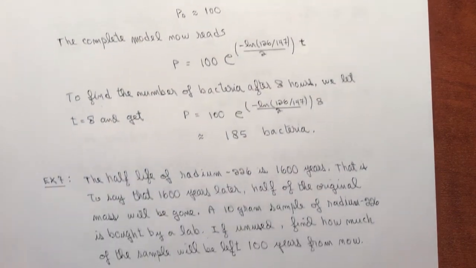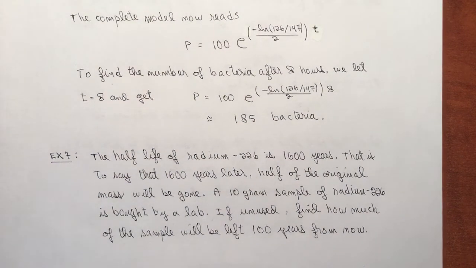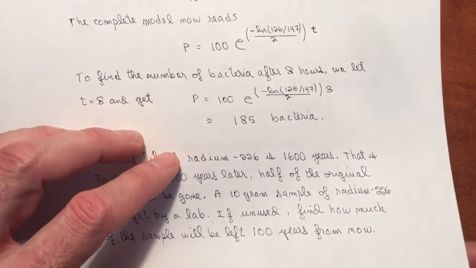One last example here, more related to physics. The half-life of radium-226 is 1,600 years. That is to say that 1,600 years later, half of the original mass will be gone. So you have a 10-gram sample of radium-226 that you buy for a lab. If left unused, how much of this sample will remain 100 years from now?